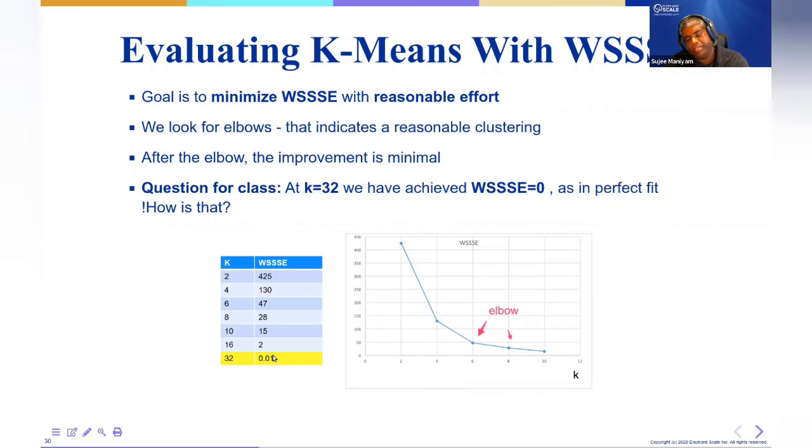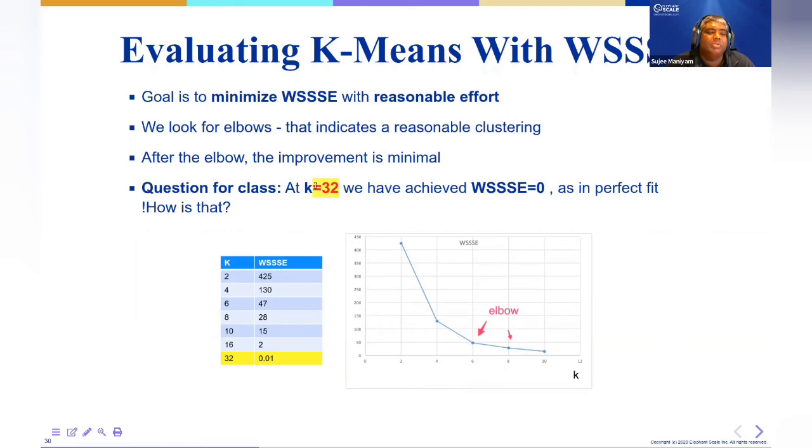Anyone have a guess why error 0? When I'm approaching 32, I'm achieving 0 errors. That's good, right? 0 error meaning that's good. Any guesses? Why when I'm approaching 32, my error is kind of declining? Yep. More clusters than cars.